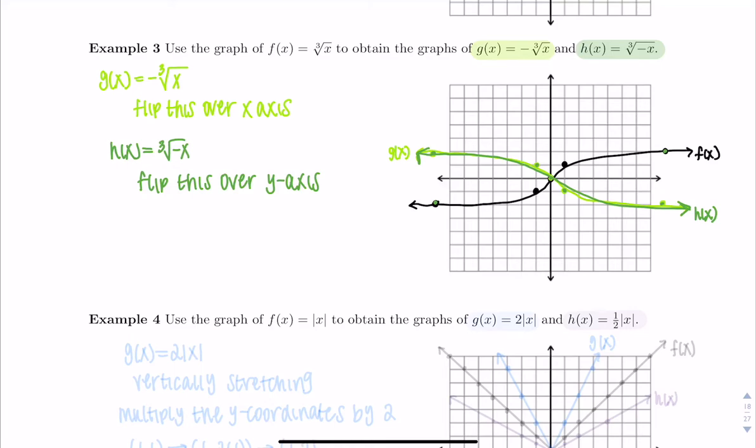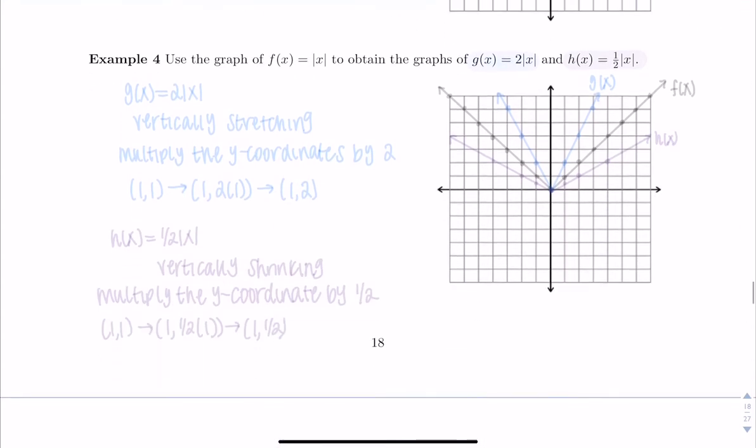All right, now let's go ahead and try stretching and shrinking. So we're going to use the absolute value graph to obtain g of x, which is 2 times the absolute value of x, and h of x, which is 1/2 times the absolute value of x. So let's go ahead and plot the original graph. This is the V function again. You start at 0, 0, and then you just move up in both directions, making a V.